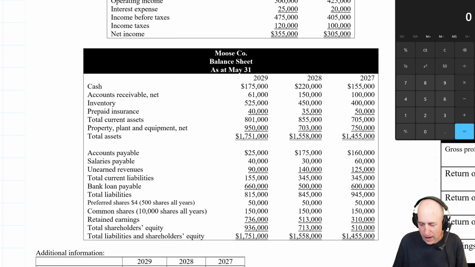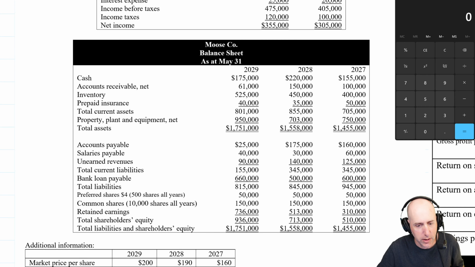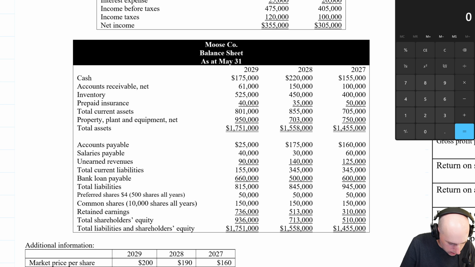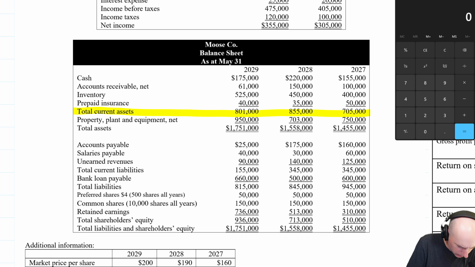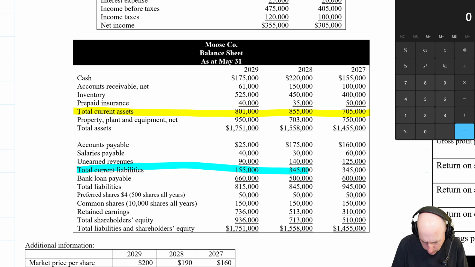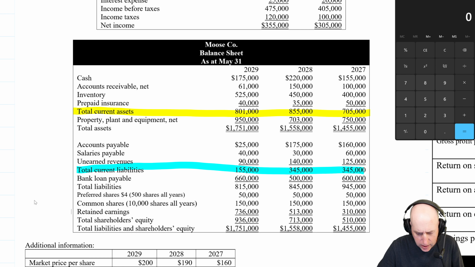So we're going to go on to our balance sheet. We're going to find the total current assets. And where are you? Total current assets. There you are. We're going to find the total current liabilities. Total current liabilities. And for 2029, we're going to take the yellow one divided by the blue one for our current ratio for 2029. So it's 801,000 current assets divided by current liabilities, 155,000.